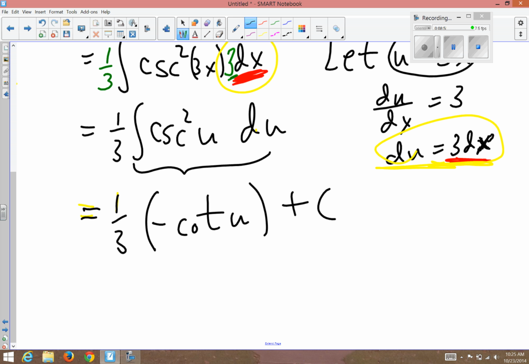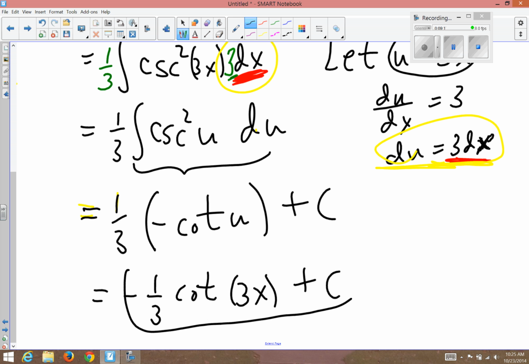Plus c. So our final answer, positive times negative, so we say negative 1/3 cotangent 3x, the u turns back into 3x, plus c.